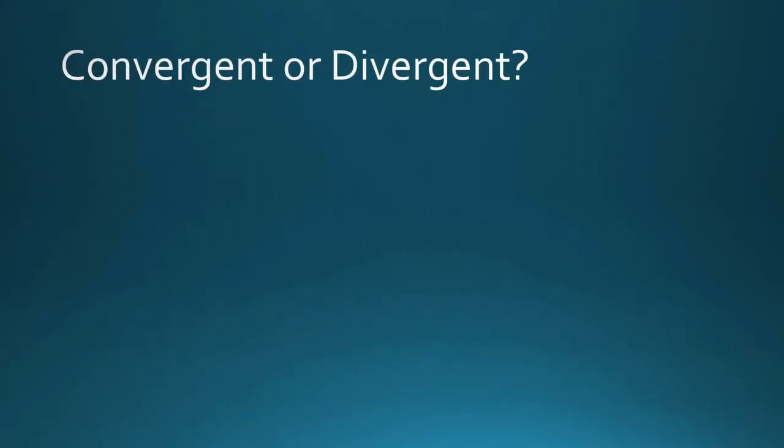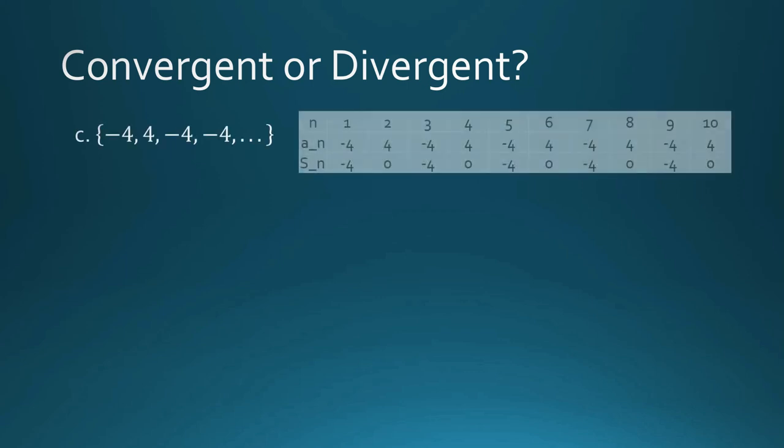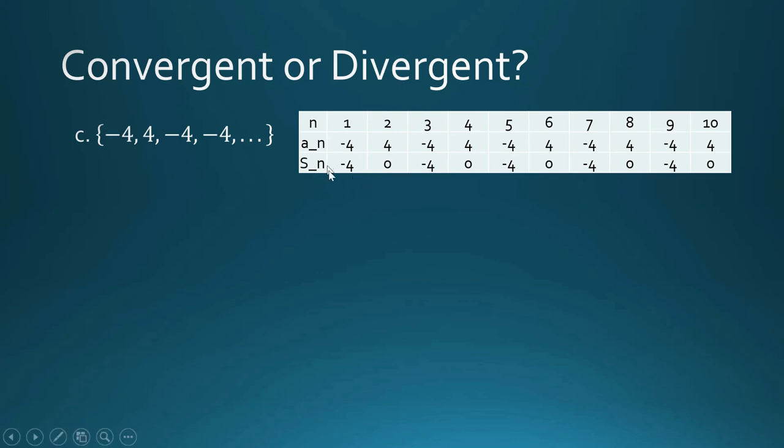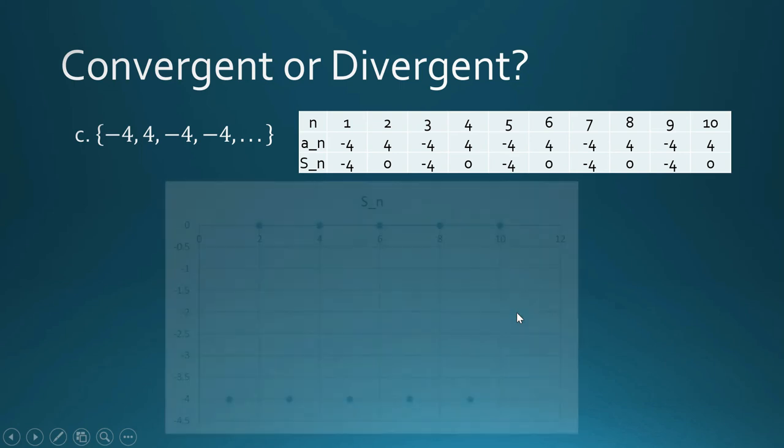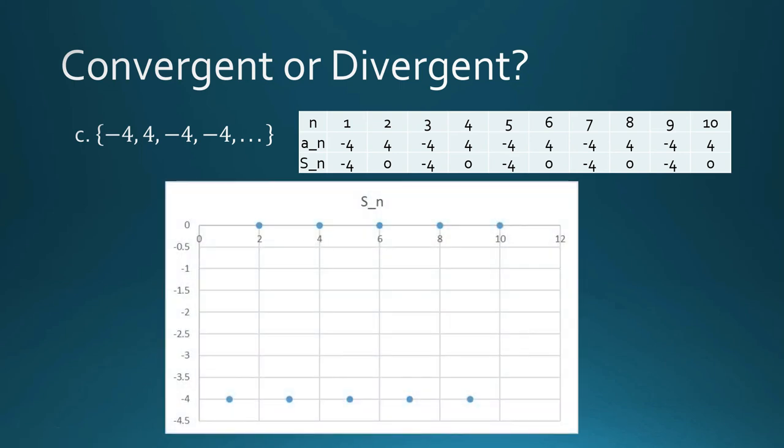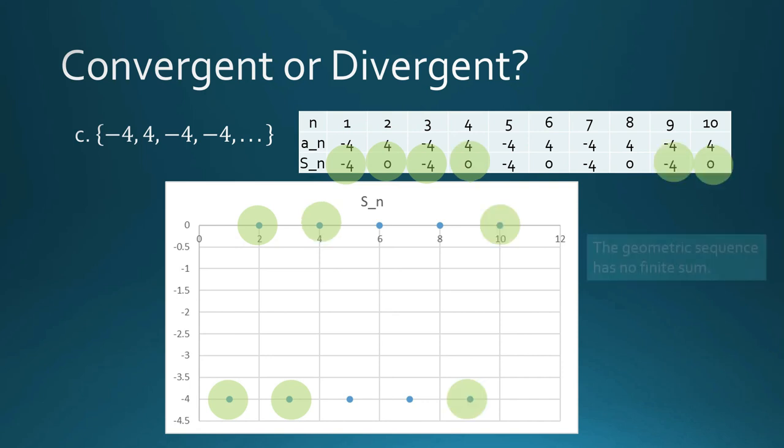What would be the sequence of partial sums for this geometric sequence? Again, how do you produce the sequence of partial sums? Well, you add the terms one by one. So the first sum is -4. Then you add the next term to -4. That is 0. You add -4 to 0. That's -4. So on and so forth. The third row shows the sequence of partial sums. Let us produce a scatter plot for this. That is your -4, 0, -4, 0, so on and so forth.